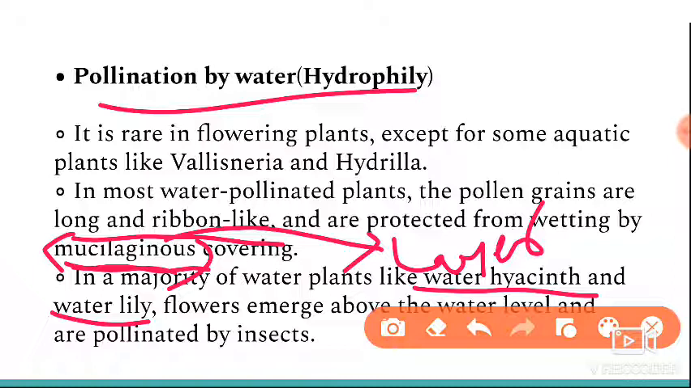What will happen? Either it will be by insects or by air, because the flowers emerge out from the water here. In water hyacinth and water lily, the flowers emerge out from the water and are present above the water level, so they will not need water for pollination. They require other agents for pollination. For example, they can use air or insects. They are aquatic, but they don't need water for their pollination because they are exposed. They are not submerged in the water. For that purpose, they require insects or air for their pollination.